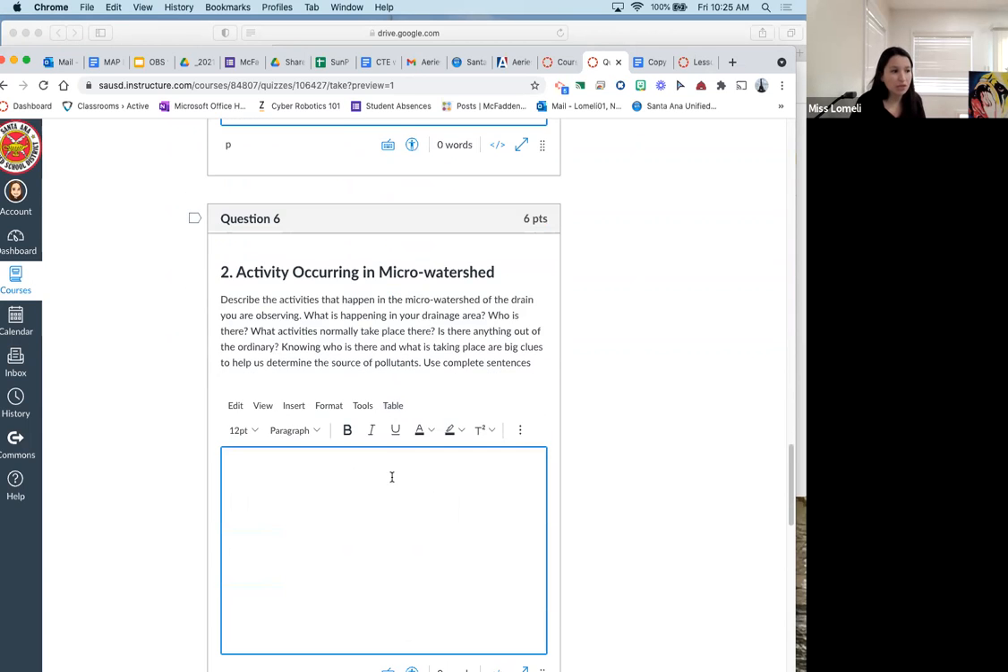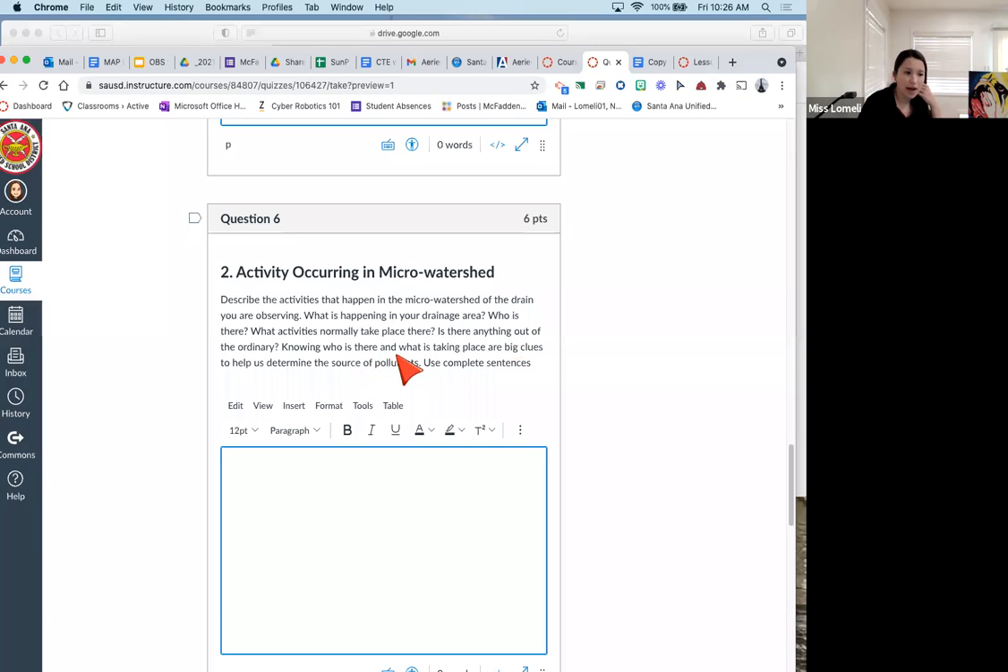Let me know. Number 2, describe the activities that are happening in the micro watershed. That's your neighborhood of the drain you're observing. What is happening in the drain area? Who is there? What activities normally take place there? Maybe you're at the park and there's no one there, but you know that people always play soccer or baseball during the weekend, or people are running around, or people take their dogs to the park. It wasn't happening when you were there, but what activities normally take place that you have seen before? Is there anything out of the ordinary?